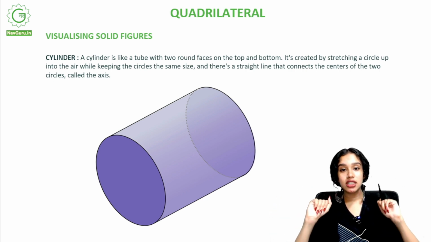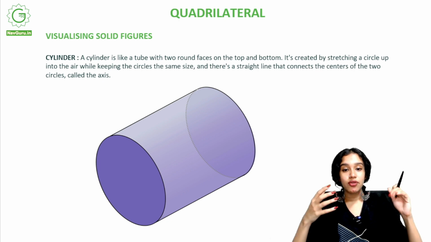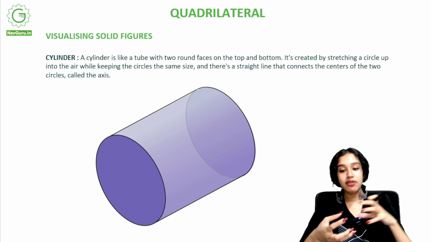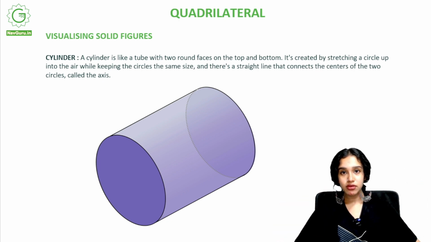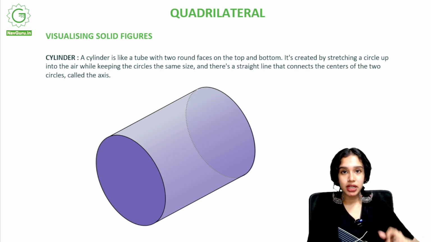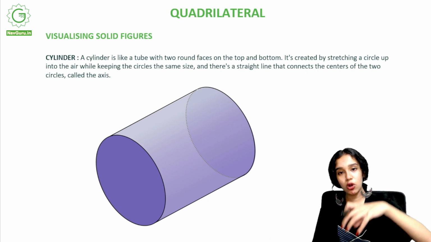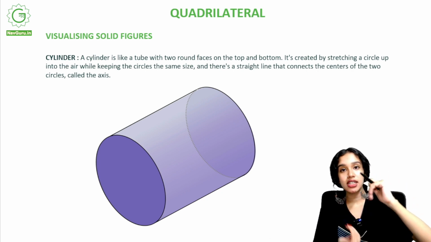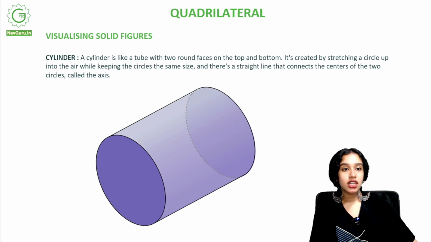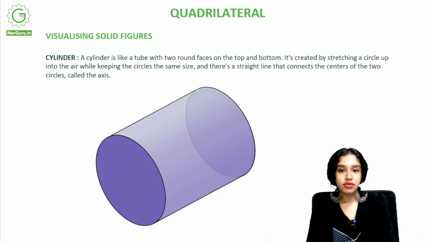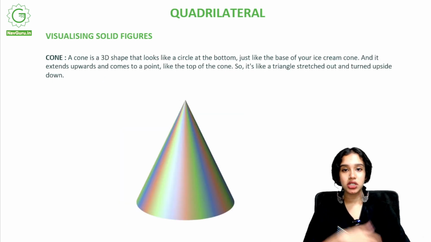Now, a cylinder is a three-dimensional version where a circle is kept at the base and we are elongating it, dragging the circle up. Now, we get a long shape where both the sides are circles. These are called a cylinder. Now, let's move on to what is a cone.